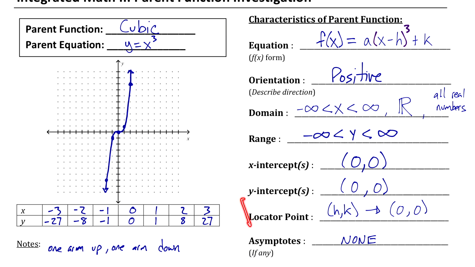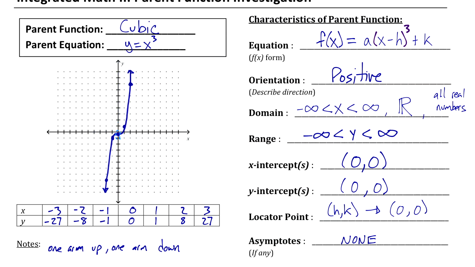Locator point, like you're already familiar with, is your h and k. In this case, where is our locator point? Well, a locator point is going to be right in the middle. So if I move that one point, the rest of the graph moves with it. So that's the nice part about knowing where the locator point is, right?